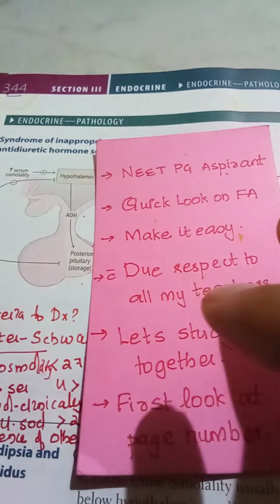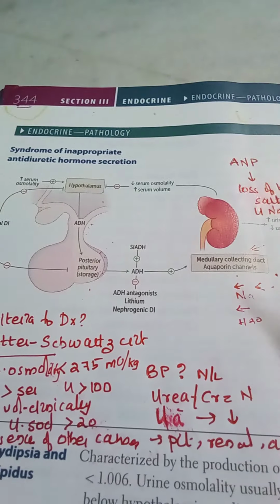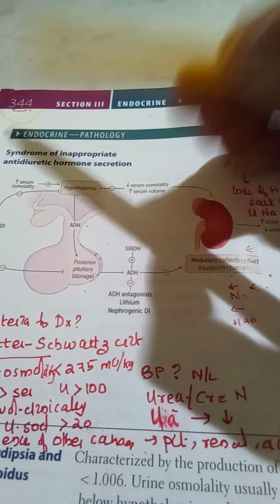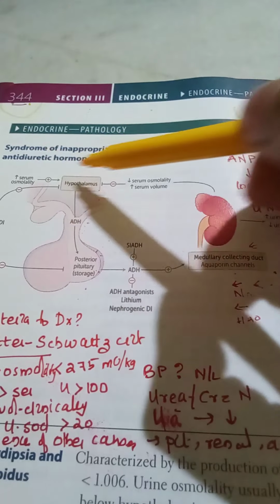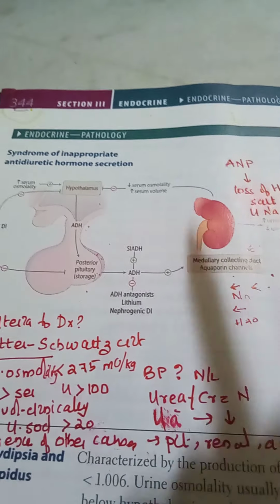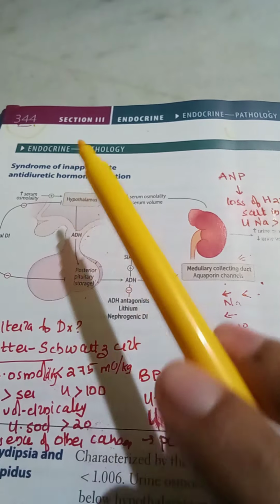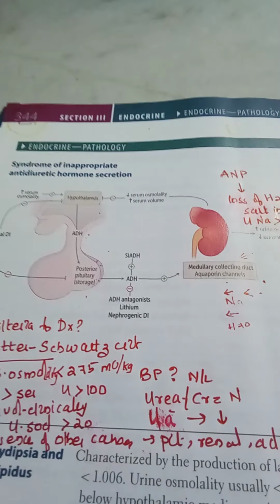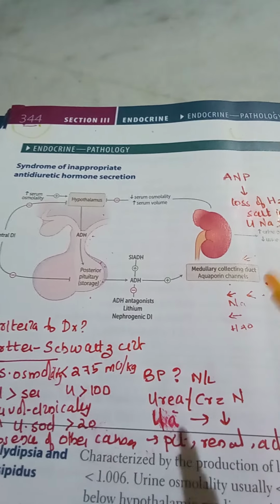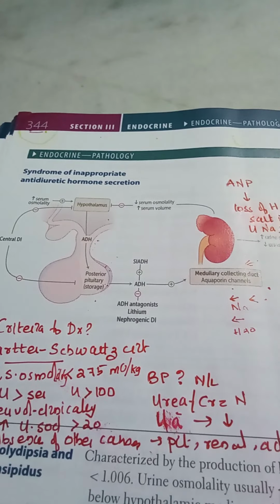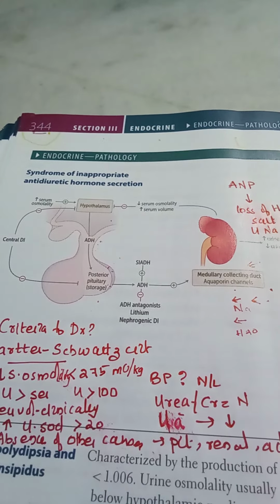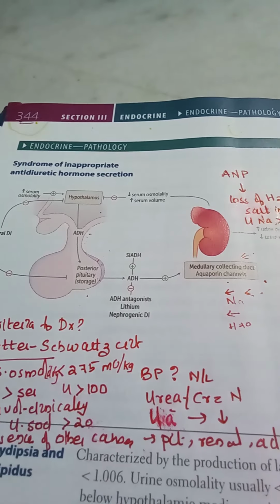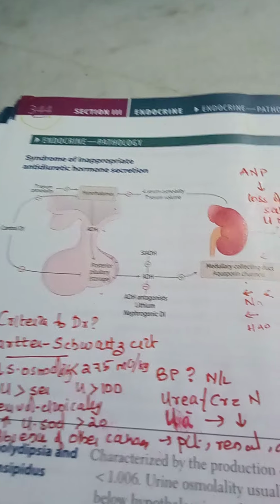The first thing that we are going to start with is Endocrine Pathology. This one is on page 344. We are going to start with the syndrome of inappropriate ADH secretion under endocrine pathology. This is what I am going to study today. I am also using USMLE First Aid Step 1, 2022 edition, the recent one. So let's start with SIADH.